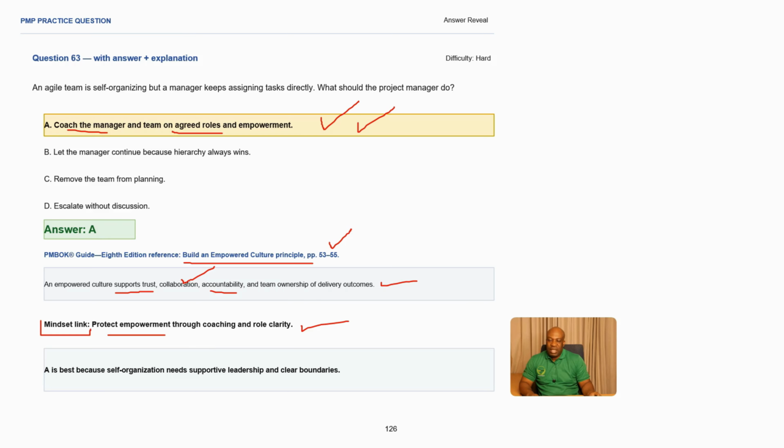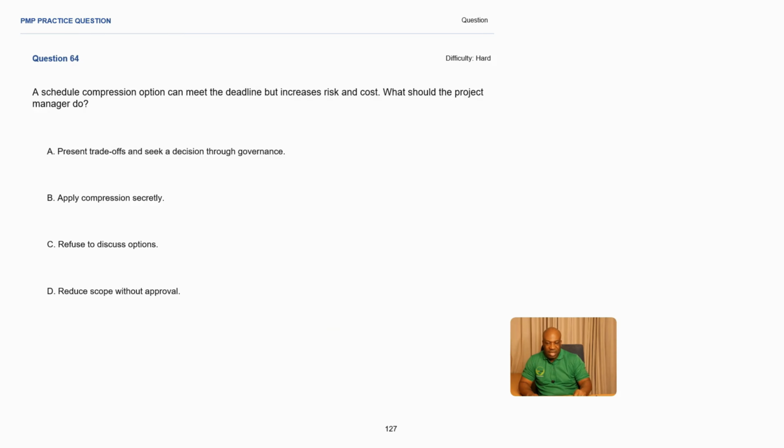If you are protecting empowerment through coaching, then that makes A the best answer in this particular scenario. Making A the best answer because self-organizing needs support, leadership, and also clear boundaries. Making A the best answer in this scenario.